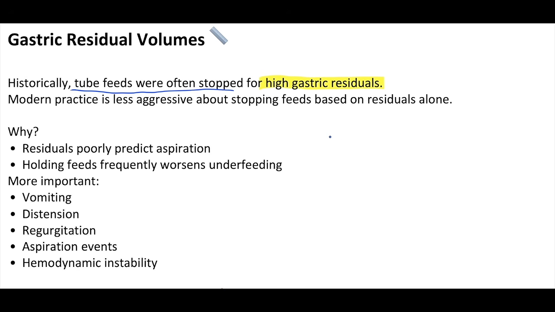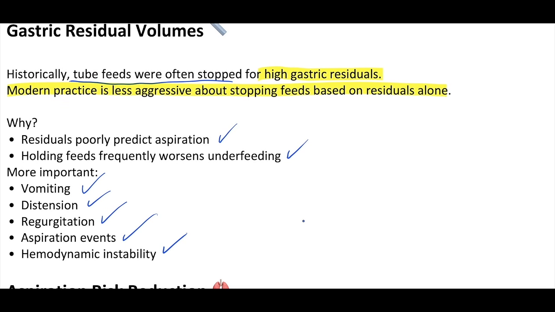So we're not classically and routinely checking gastric residual volumes unless we have a reason to. Modern practice is less aggressive about stopping feeds based on residuals alone, because in these trials it was poorly predictive of aspiration, and we actually just found that we held tube feeds more often without actually improving any outcomes. What we do check, though, are abdominal distension, vomiting, regurgitation, certainly abdominal pain, aspiration events. All those are ways we check to see if a patient is tolerating tube feeds rather than routinely checking gastric residual volumes.